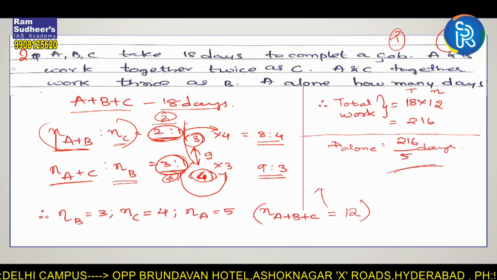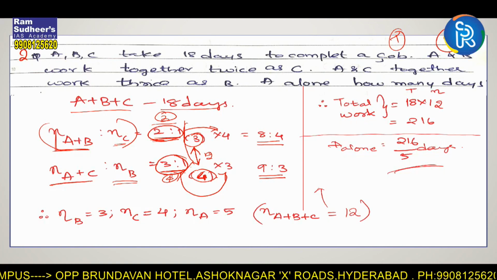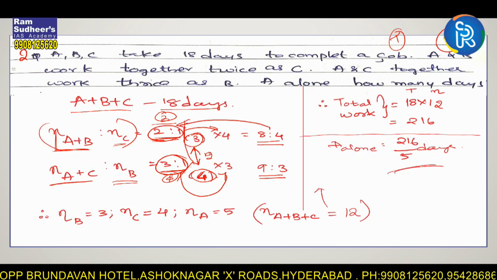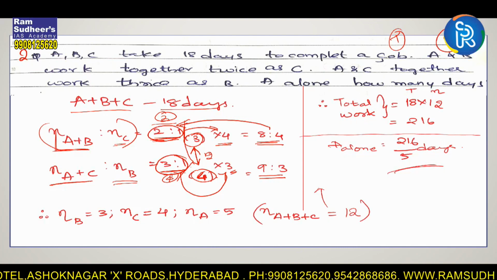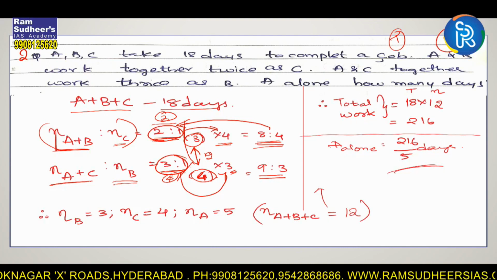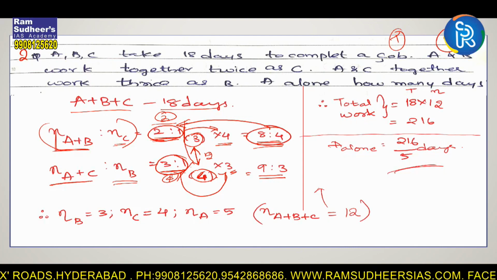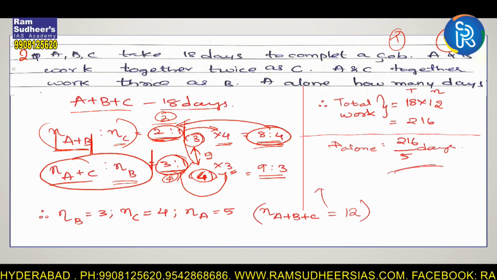Both these ratios are similar, my friends, except the common terms are removed over here, and this would yield 2:1. So I have multiplied the common term, which is 4 and 3, which would yield me 8:4. Efficiency of A plus B is to efficiency of C is 8:4, and efficiency of A plus C is to efficiency of B is 9:3.